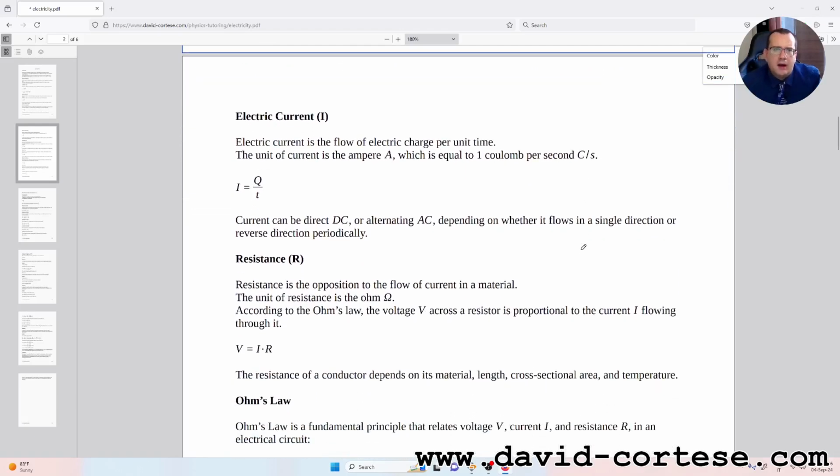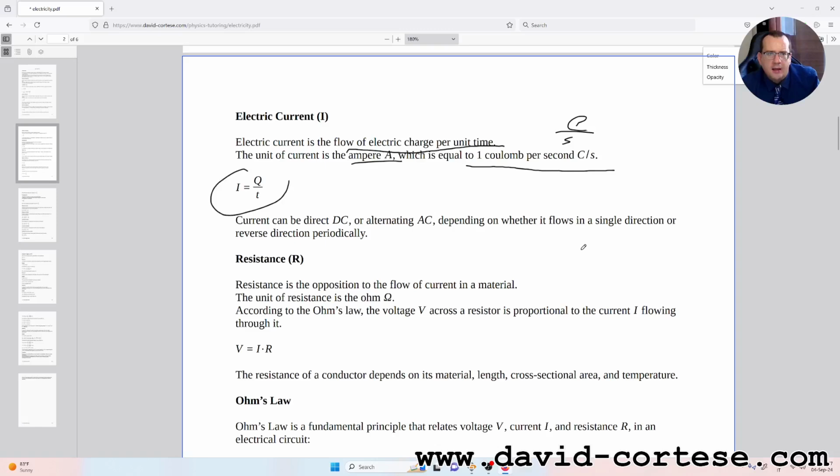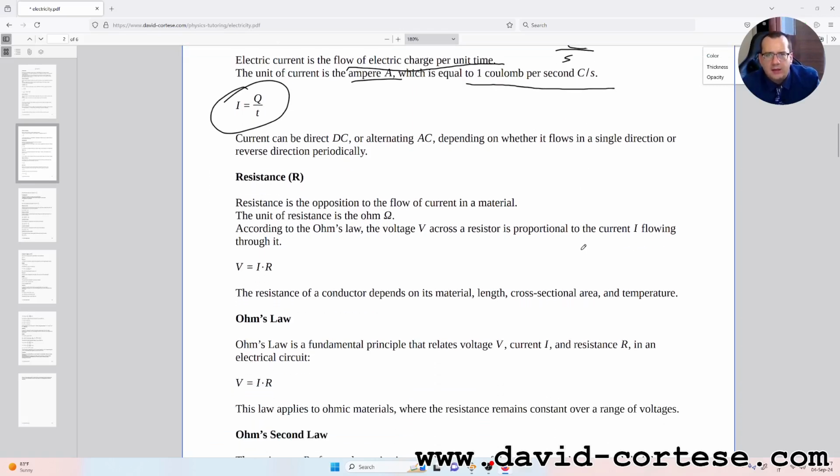Electric current I. Electric current is the flow of electric charge per unit time. The unit of current is the ampere, A, which is equal to 1 Coulomb per second. So it is Coulomb over second. I is equal to Q over t. Current can be direct (DC) or alternating (AC), depending on whether it flows in a single direction or reverses direction periodically.